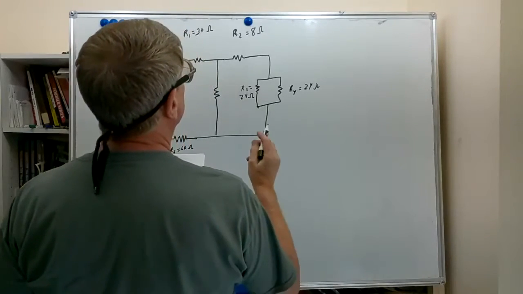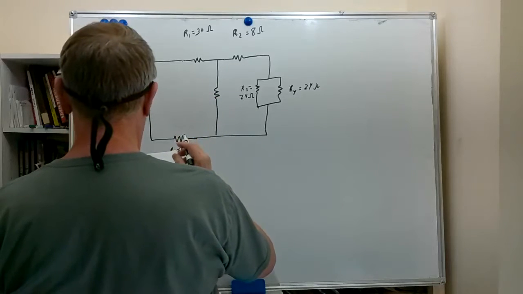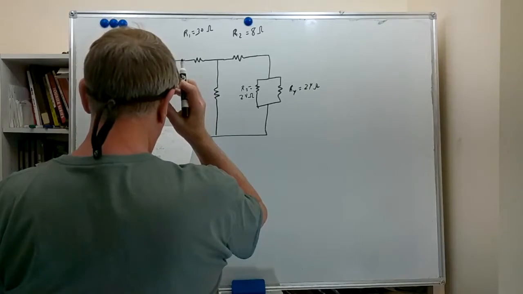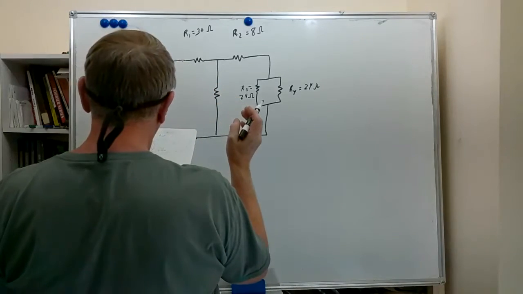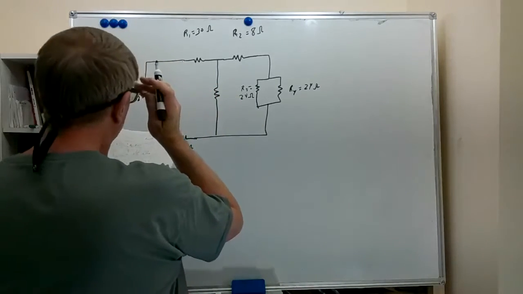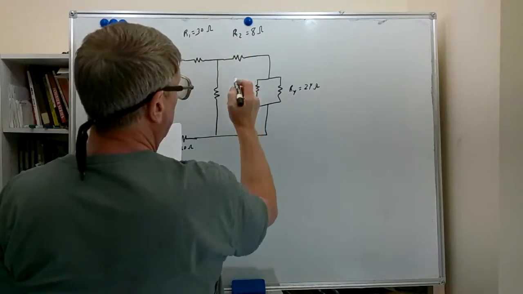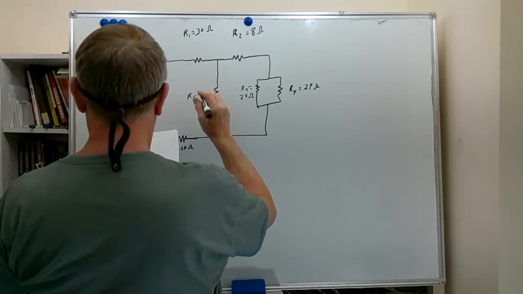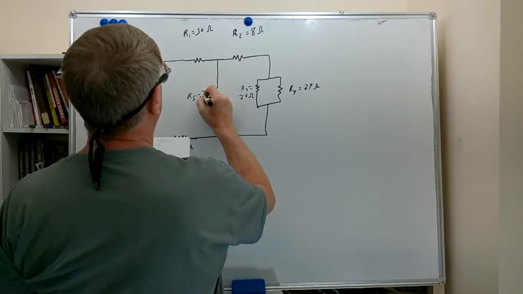So we got an R1 right here. Where's R1? Okay, there's R1. R1, R2, R3, R4, R5. And R5 is a 20 ohm resistor.